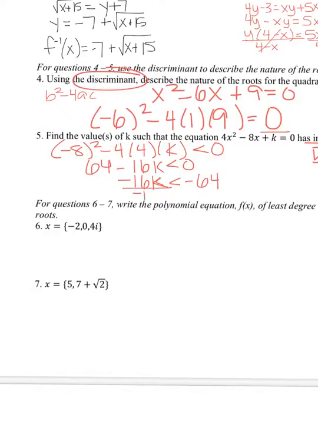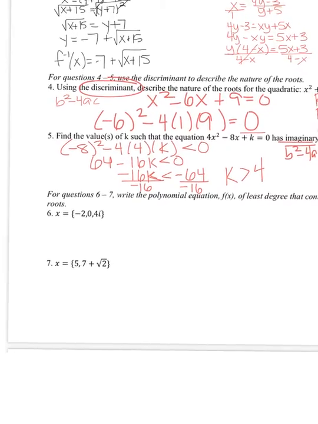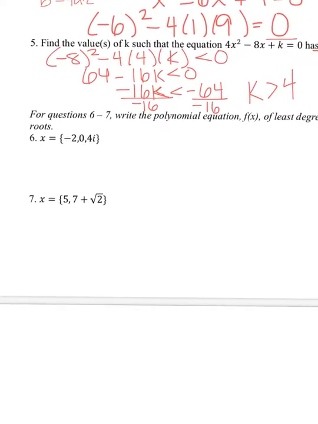And then when you divide by negative 16, remember this is an inequality. Whenever you divide by a negative, the inequality switches sides. So now this is going to be k is greater than negative 64 divided by negative 16 gives me positive 4. So k is greater than 4. So anything where k is larger than 4, if you were to plug in and do the discriminant, you're going to get a negative, which means that your equation would have imaginary solutions.